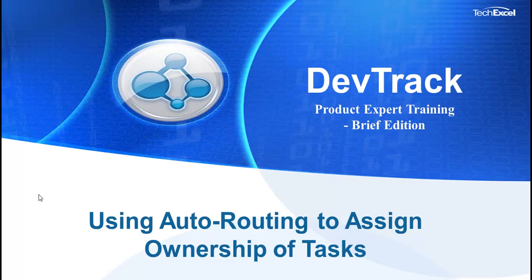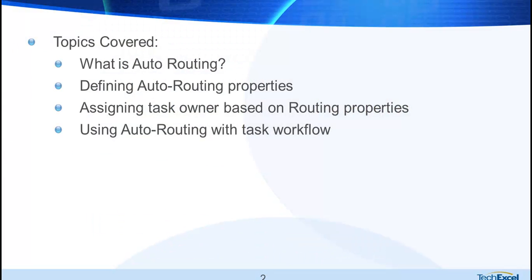This section of the DevTrack product expert training will cover using auto routing to assign ownership of tasks. Topics covered under this section are what is auto routing, defining auto routing properties, assigning task owner based on routing properties, and using auto routing with task workflow.